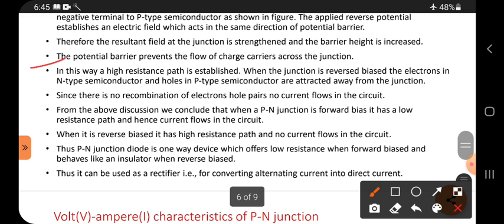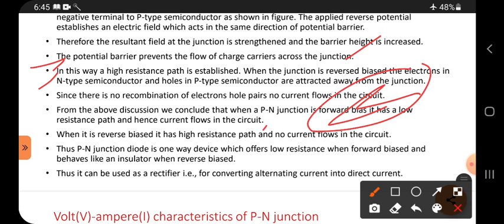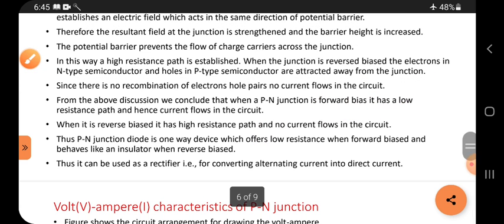The potential barrier prevents flow of charge carriers across the junction. Yes, potential barrier prevents, means stops, the flow of charge carriers through the junction. In this way, a high resistance path is established, right? So when electrons are not flowing, we can say it has a high resistance, isn't it?